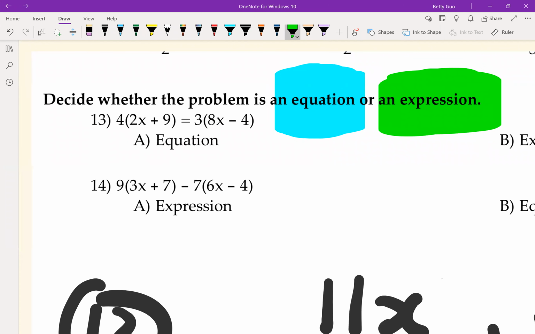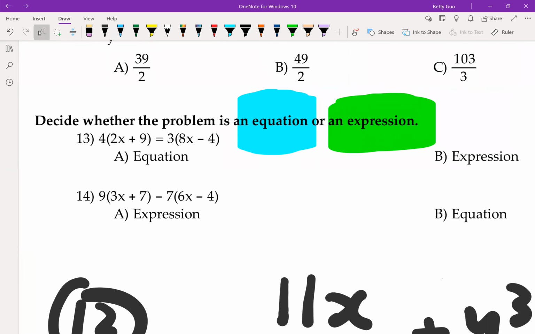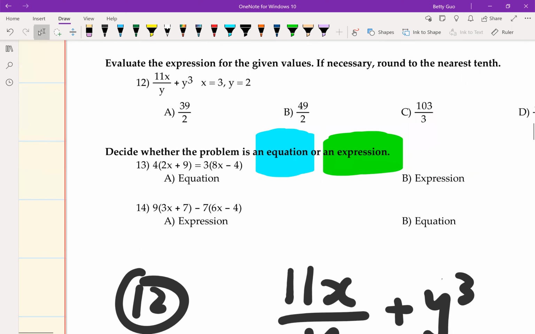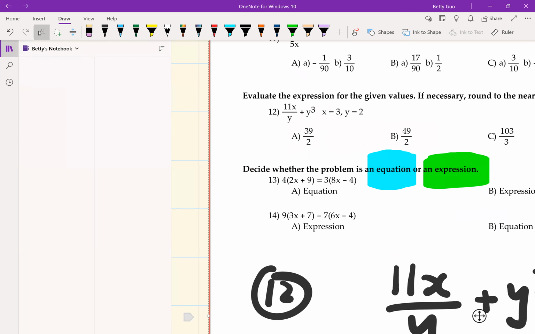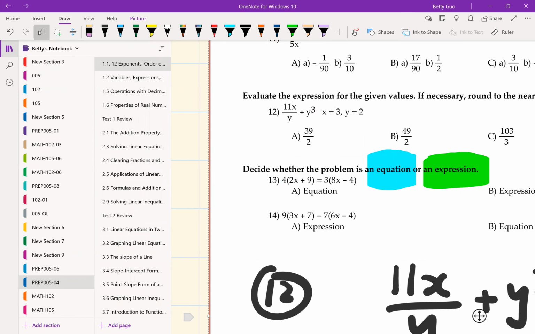Number 13. Let's look at number 13. Do you see an equation or expression? Do you see an equal sign in it or not? Yes. So is 13 an equation or expression? Of course, equation. I don't worry, this is a very straightforward problem. Number 14. Look at what you are given. Is that expression or equation? Expression, without the equal sign, right? So those are super simple. All right, so now let's move to the next part.